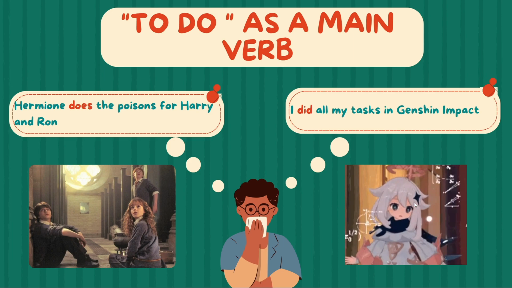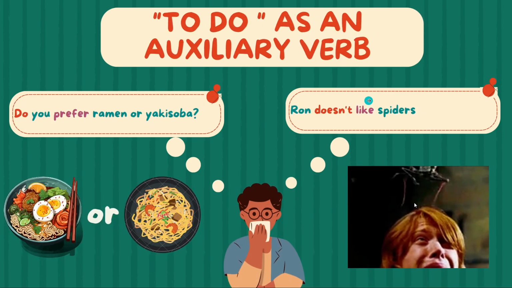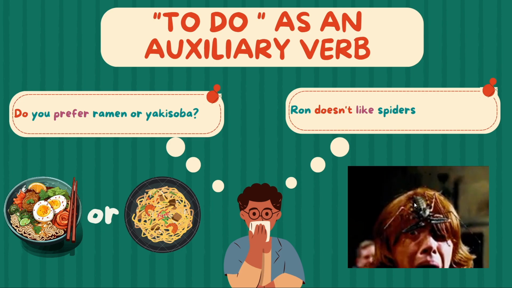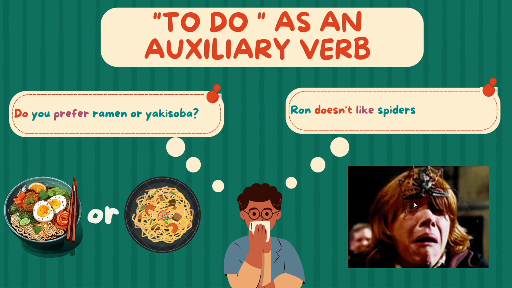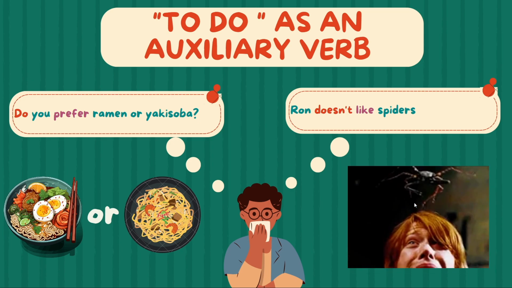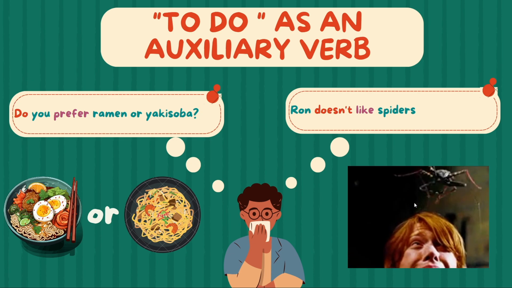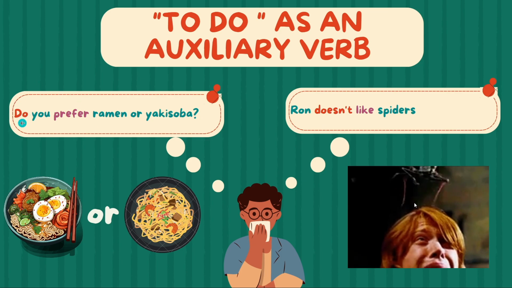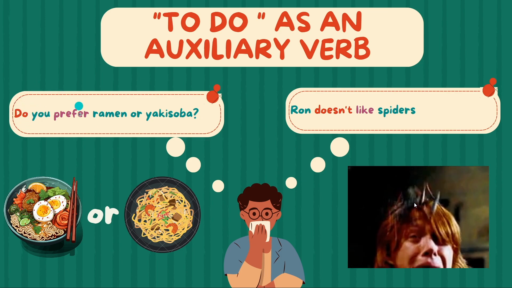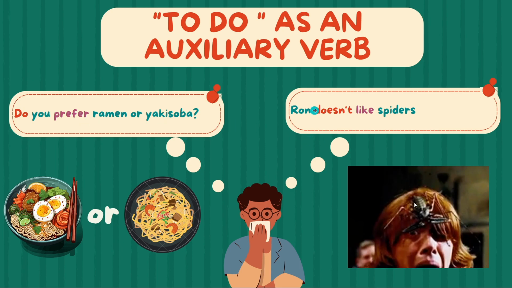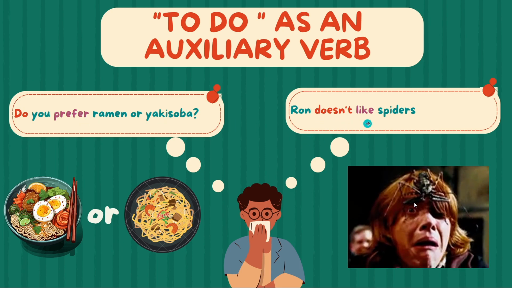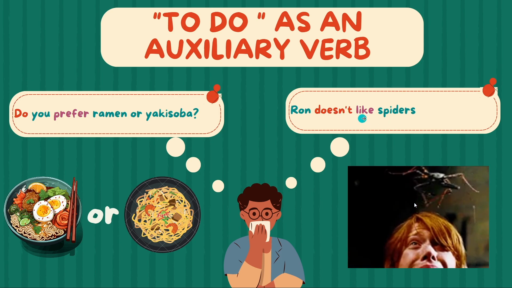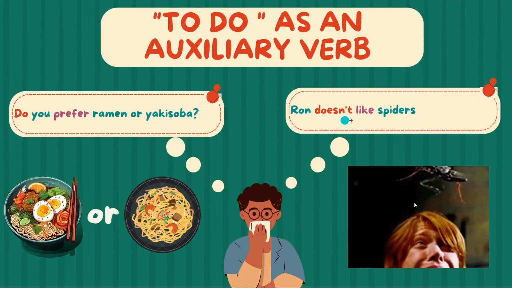So let's keep moving. And the verb to do as an auxiliary verb is very easy, because as an auxiliary, the verb to do only works in the negative and interrogative constructions of simple tenses. For example, do you prefer ramen or yakisoba? Do is acting like an auxiliary because it's helping the main verb, which is prefer. Here, Ron doesn't like spiders. Doesn't is in the negative form of the simple present. Like is the main verb. Doesn't like spiders.